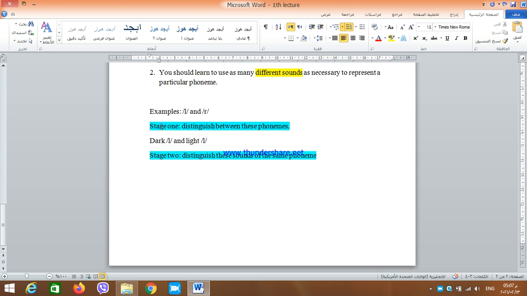But later on, for example, you should know that la can be realized as dark L and light L. Okay? This is the second stage. You should be able to say kill with a dark L, and we do not say look with a dark L. We say look, because la in this case should be light or clear L. Correct? So this is the next stage.